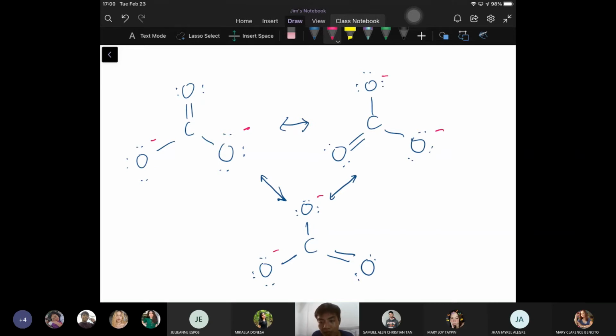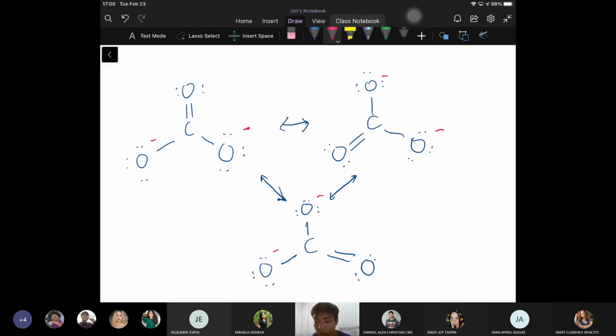Whenever we have the same, similar structure, but the position of the double bonds is different, that's resonance. So again, how do you know if it is resonance? You have similar structures, but the position of the double bond rotates around the central atom. Okay? So it just rotates around the central atom. It can be here, it can be here, it can be there. So that's it.